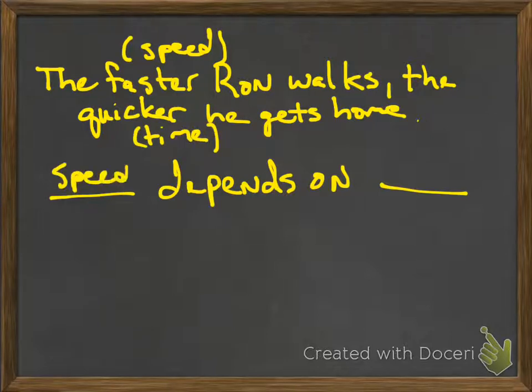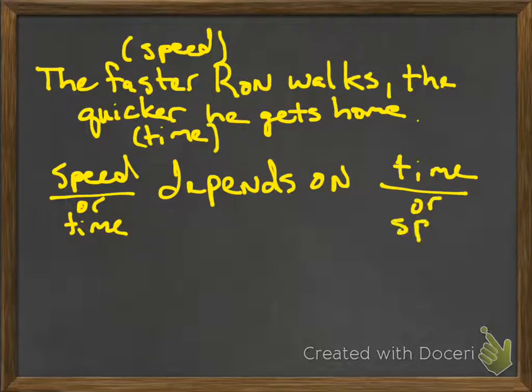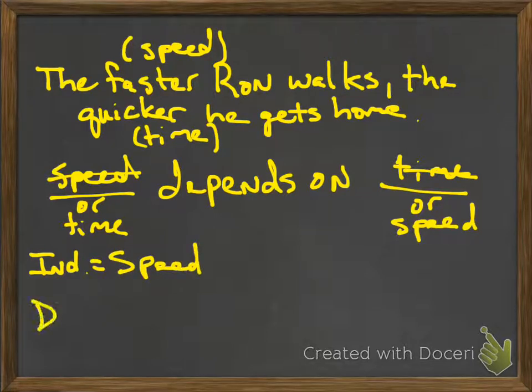So the question becomes, does speed depend on time, or does time depend on speed? Does the speed I want to go depend on the time it takes to get home, or does the time it takes Ron to get home depend on how fast he's going? To me, it's fairly easy to say time depends on speed. So that means speed is my independent and time is my dependent. If you don't fully understand that, let me know and we can go over it.